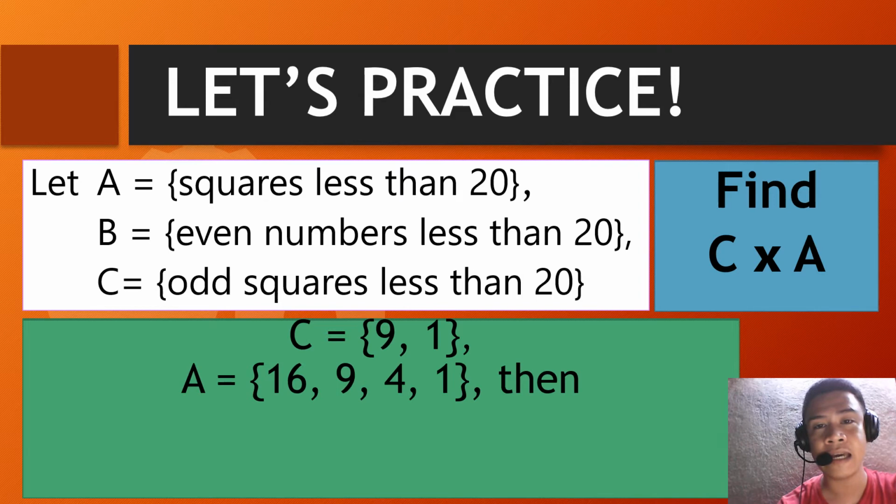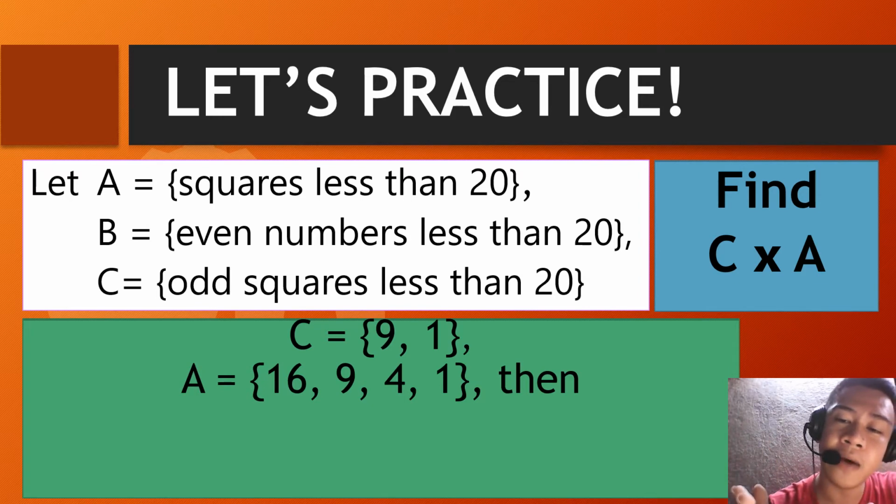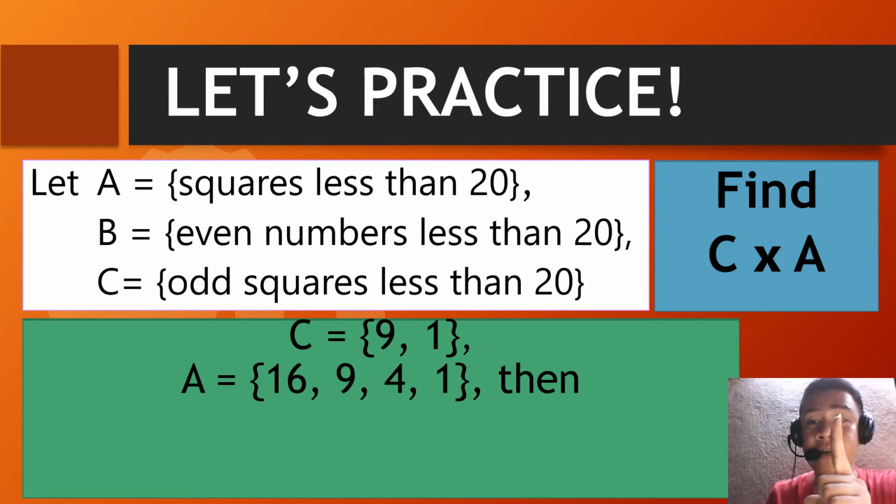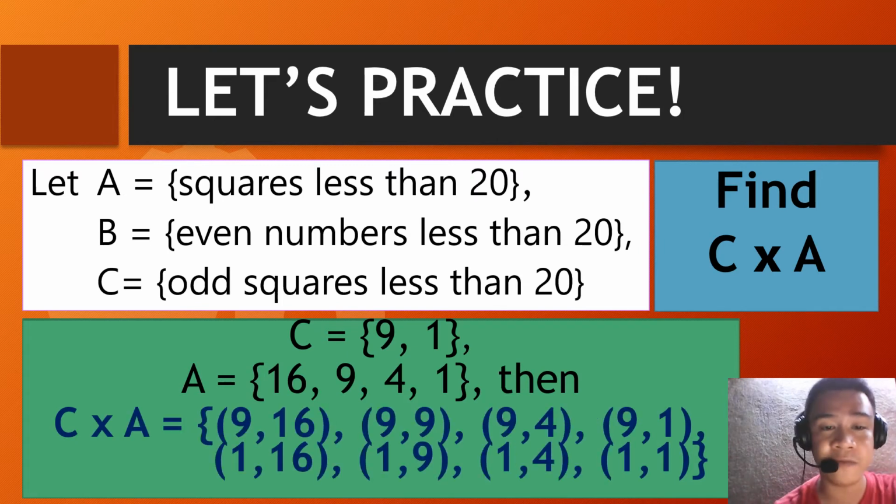Last one. Find C times A. Cartesian naman tayo. Let's go back to Cartesian product. Sabi doon, gagawa tayo ng set ng mga ordered pairs. Pero paano? Okay, dapat yung first element of an ordered pair must be the elements of set C. Kasi ito yung given natin. And the second element of an ordered pair must be the elements of A. Ito yan. So let's do the listing method first.